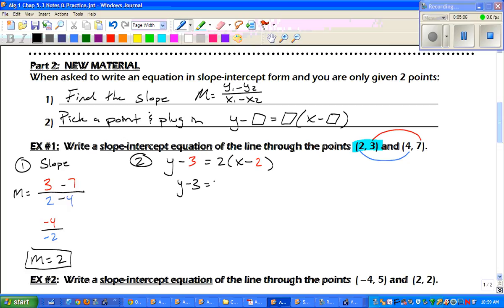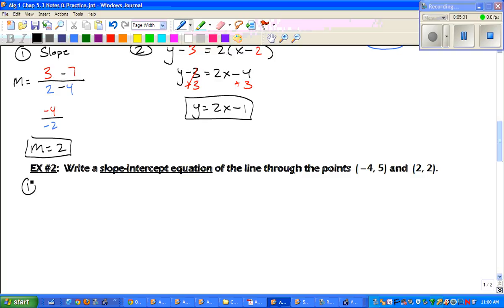You get y minus 3 equals 2 times x minus 4. Make sure you distribute to everything. Add 3 to both sides. And we get y equals 2x minus 1. And there you go. It's not too difficult, was it? All right, let's try another one.